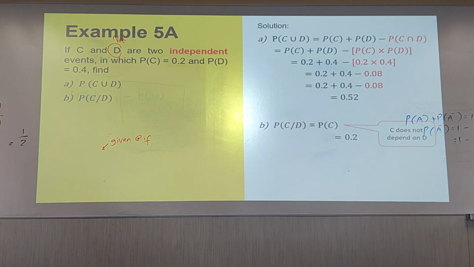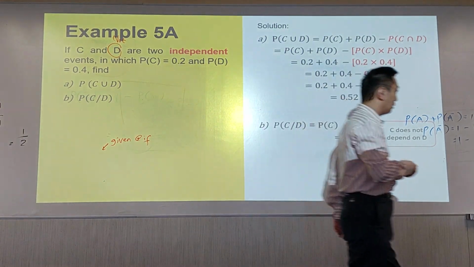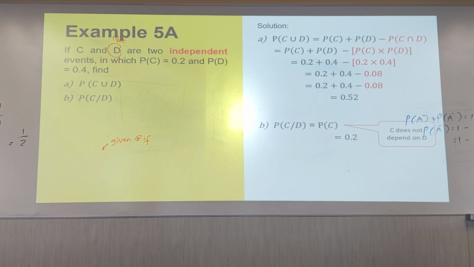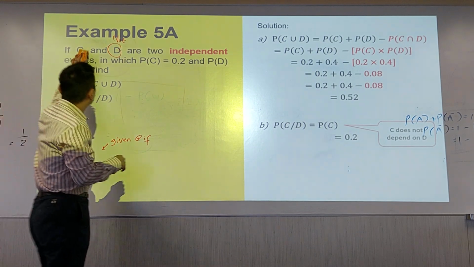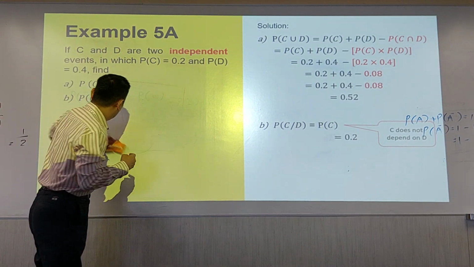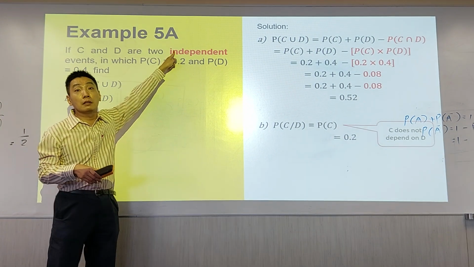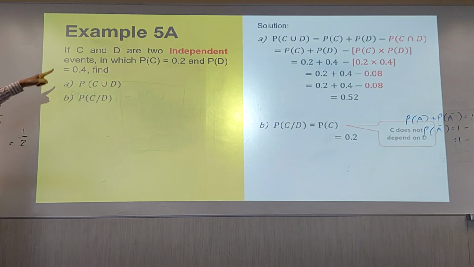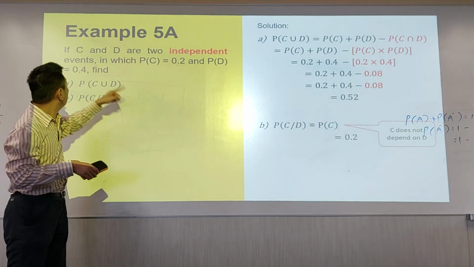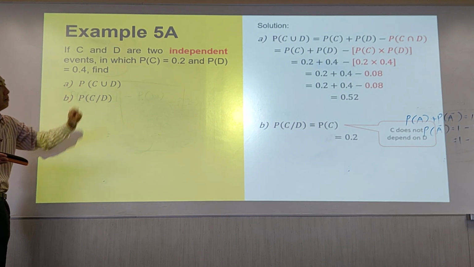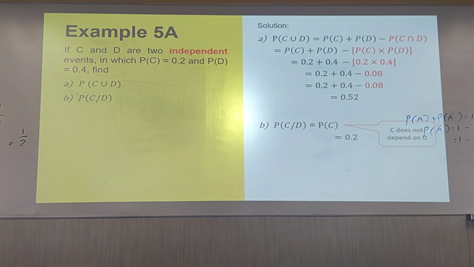So let's try one question here. That's a simple one first. This one says C and D are two independent events. C is equal to this value, probability D is equal to this number. Find probability C union D.